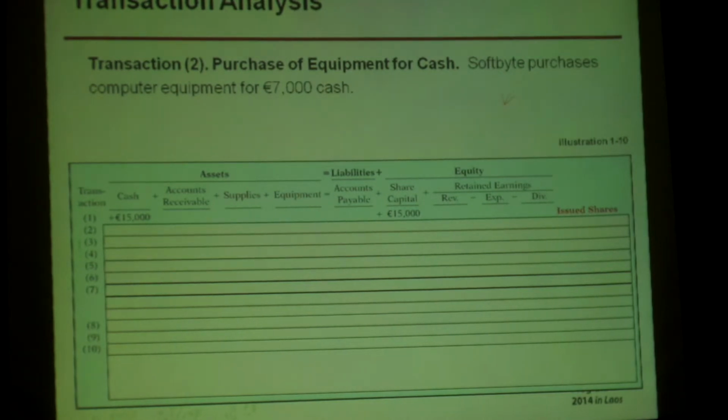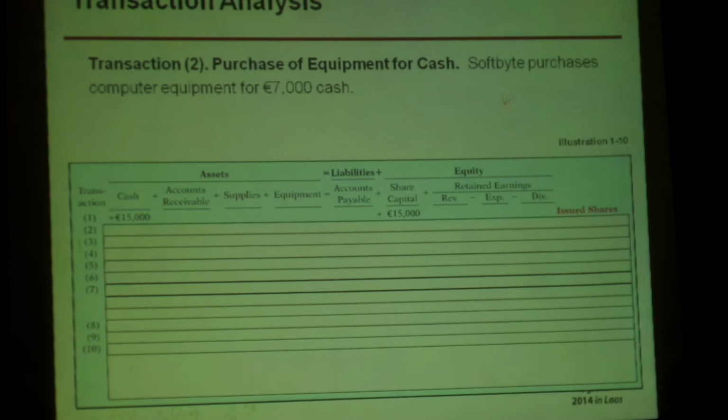So you understand this one? Yes, I do. Okay. So the next one, transaction 2. Now, what's your name? Chanwan. Okay. Read and begin. Subway purchase computer equipment for 7,000 euro in cash. You tell me. The company purchase computer and they pay the cash. That's right.